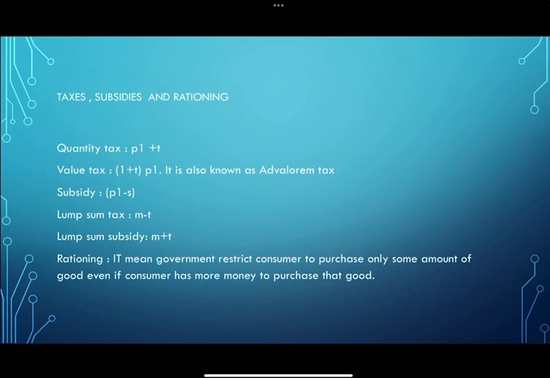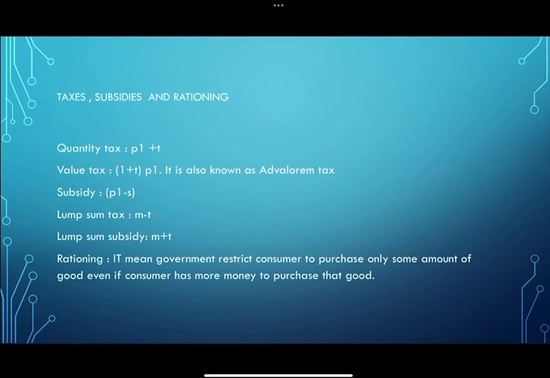Rationing means the government is putting restrictions on the consumer to purchase only some amount of a good. Even if the consumer has more money to purchase an extra amount of goods beyond the restrictions, the consumer has to purchase only the limit that the government has set up.